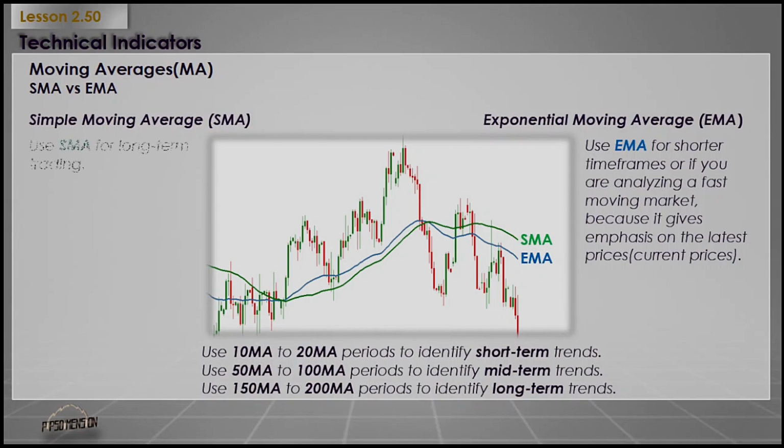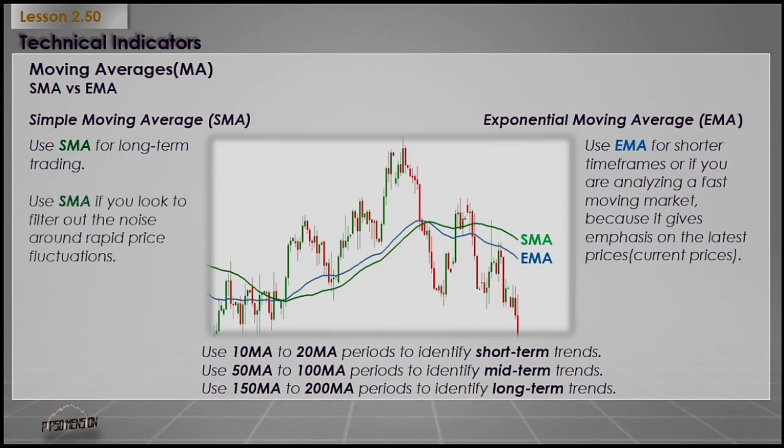Use the simple moving average indicator when you are planning on holding a position for a longer period of time, as the exponential moving average can be too sensitive to give you early false signals. You should also use the simple moving average if you look to filter out the noise around rapid price fluctuations to be able to determine the overall market direction.